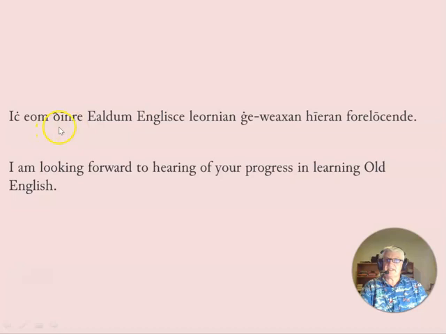Okay, ich thinare eldum Englische lernen je werksen hieren farelokende. Now the only difference between this one and the previous translation is the prefix je has been removed from hieren. It just means to hear. Okay, so I am looking forward to hearing of your progress in learning Old English, to hear. The GE part, which I'll talk about later at the end of the video, has been dropped. And that's the only difference between this translation and the one on the previous slide.